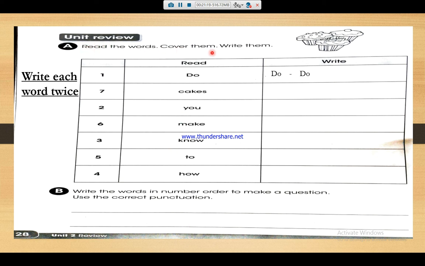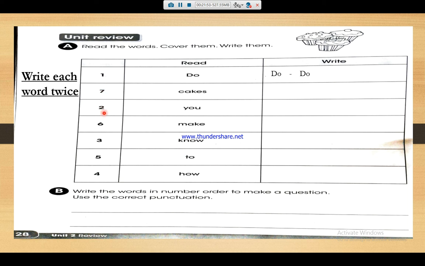Let's move to this page, and on this page I want you to read the words, cover them, and write them again. So we have read and write. Read the word, then cover it, and then write it here. But I want you to write it here twice. So I have a note here for you. Please write each word twice. So the first one is cake. Write cakes. You, make, know, to, how.